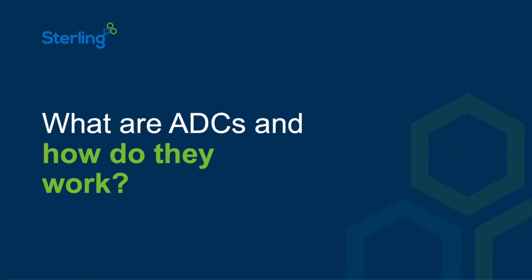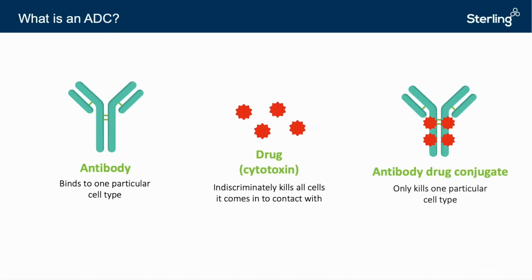So, what are ADCs and how do they work? An ADC comprises an antibody that only binds to one particular cell type, and a cytotoxin, the drug, that indiscriminately kills all cells it comes into contact with. These components are linked together to create an antibody-drug conjugate that only kills one particular cell type.